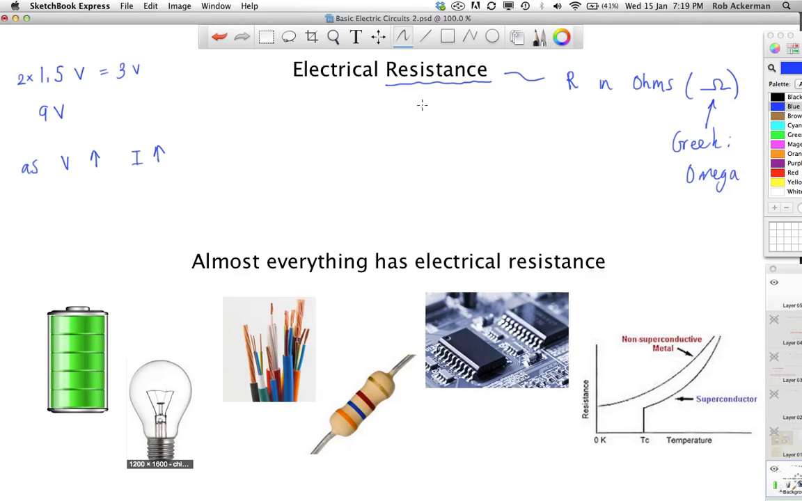All right, and so what is this thing called resistance? Well, here's the idea. Almost everything has electrical resistance. Batteries, light bulbs, wires, things that are actually called resistors, integrated circuit elements, computer chips as they're called. What is it about them that resists the flow of electric charge? What is it about them that when you apply a certain voltage, you only get a certain current?